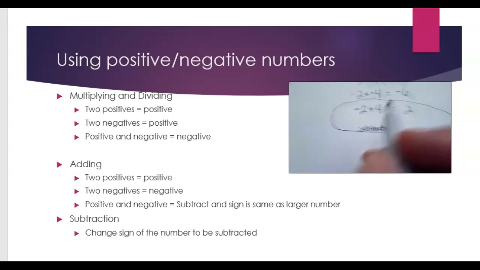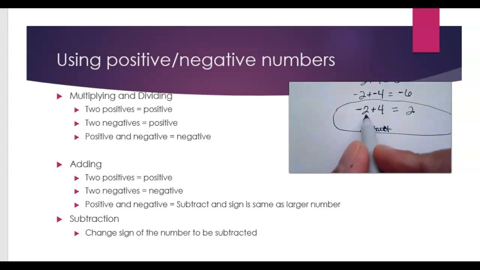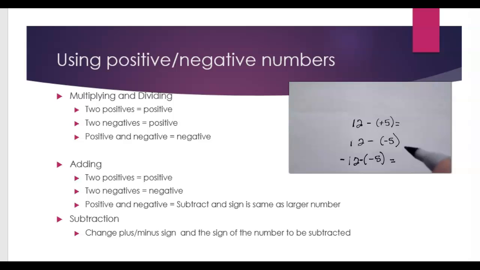Now, if you are adding a positive to a negative number, if you have one of each, so negative 2 plus 4, you would actually subtract. So you would take 4 minus 2, which gives you the 2, and then the sign here would be the sign of the largest number. In this case, the largest number is 4, and it's a positive, so you would end up with a positive 2. Subtraction is a little bit trickier when you're subtracting positive and negative numbers. Basically what you're going to do is change the operation sign, and then change the sign of the number you're subtracting.